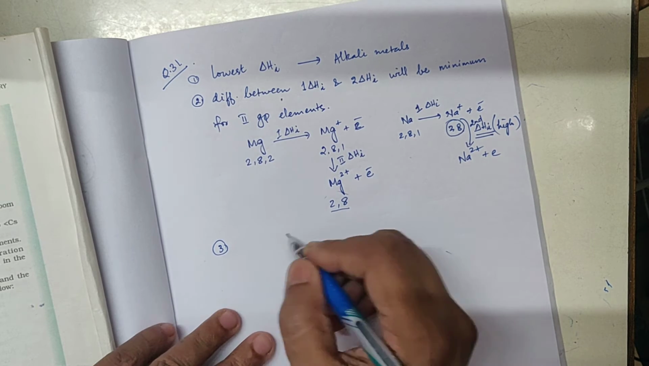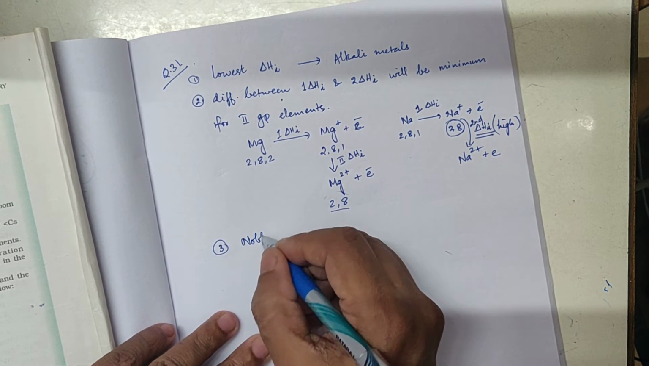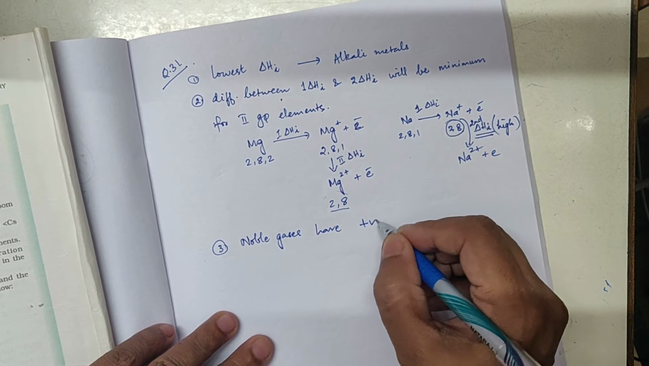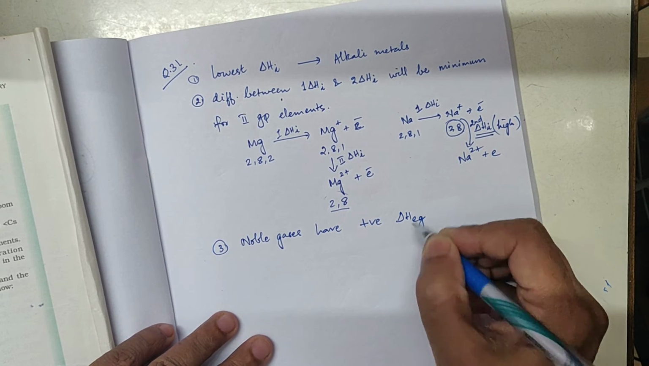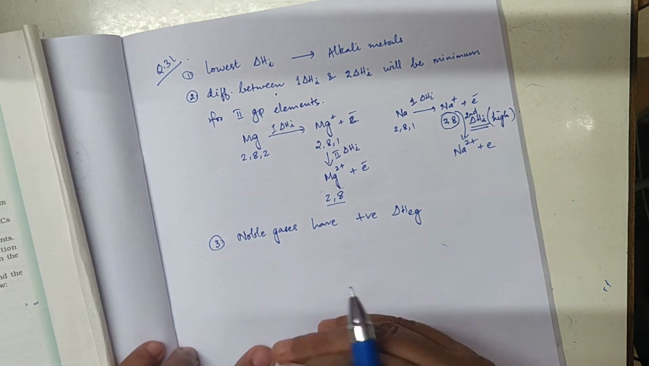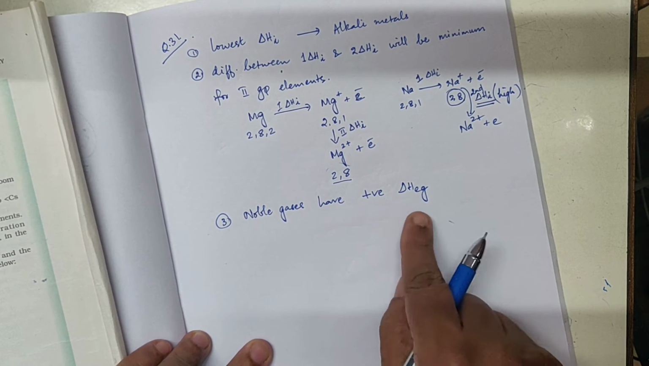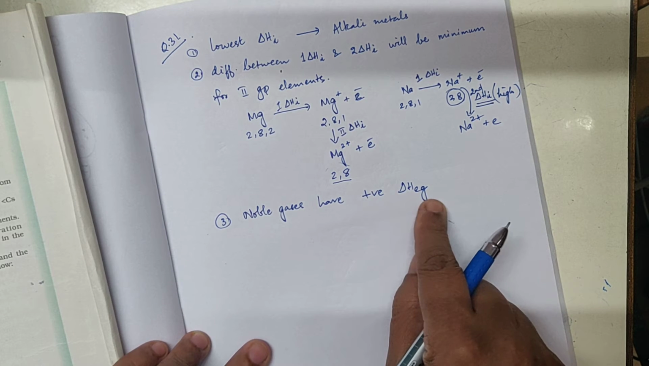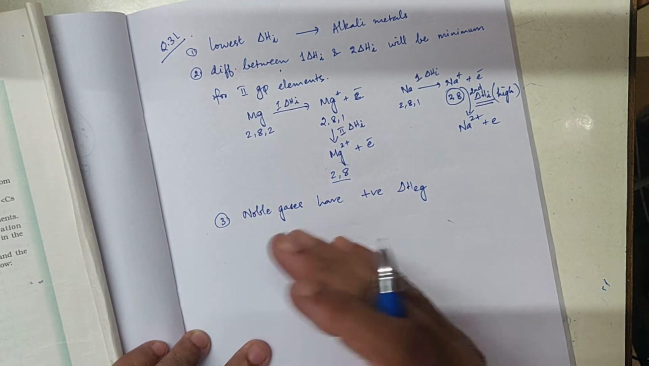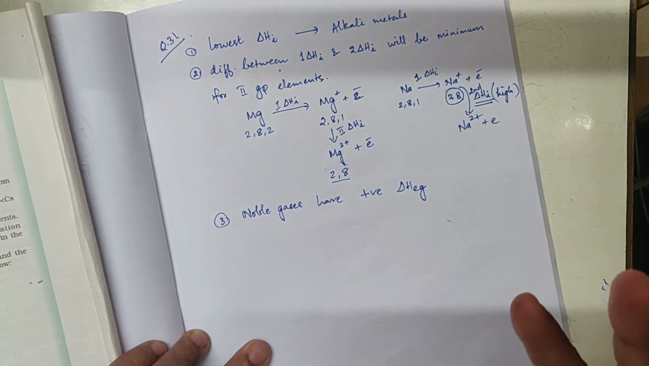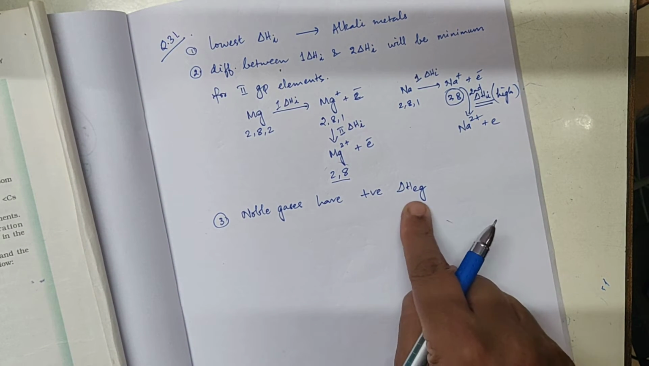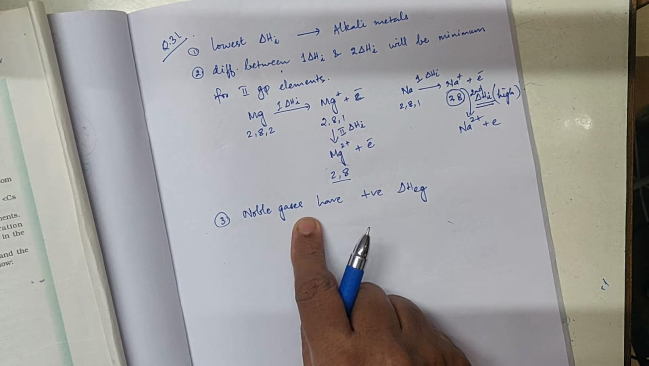Then the third one is noble gases have positive electron gain enthalpy, because noble gases have fully filled configuration. They neither gain electron nor lose electron. So their delta Heg, that is electron gain enthalpy, will be positive. Okay, it cannot gain an electron. If at all you have to give an electron, then you have to forcibly give it. That means you have to supply energy. So you say delta Heg is positive for noble gases.